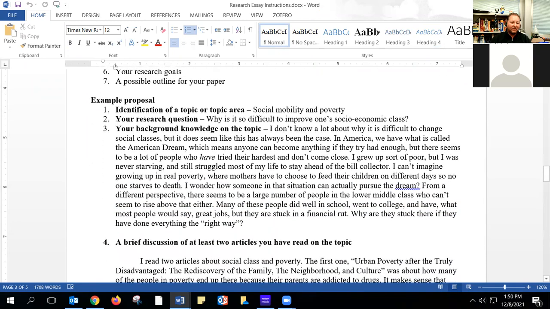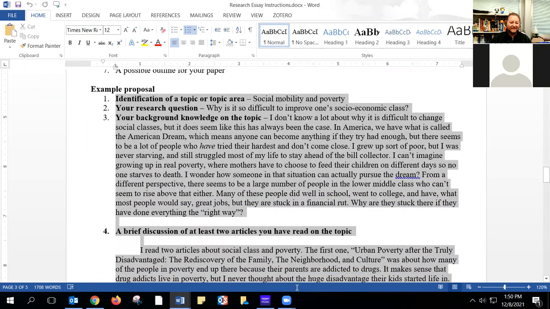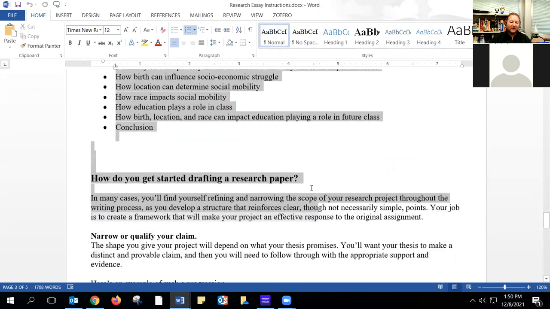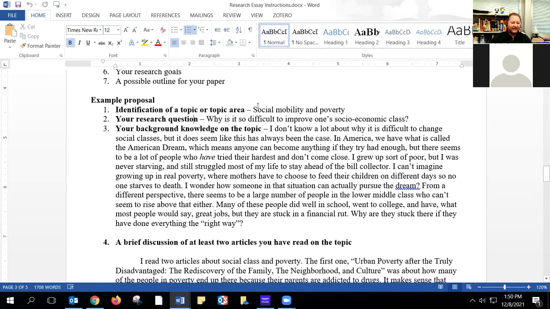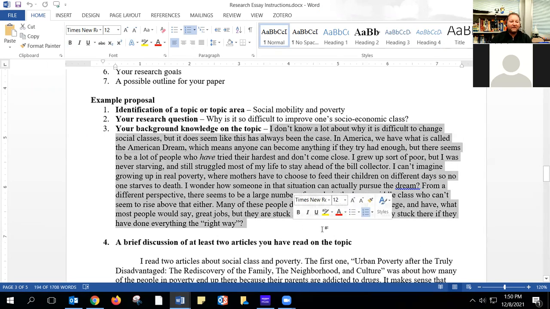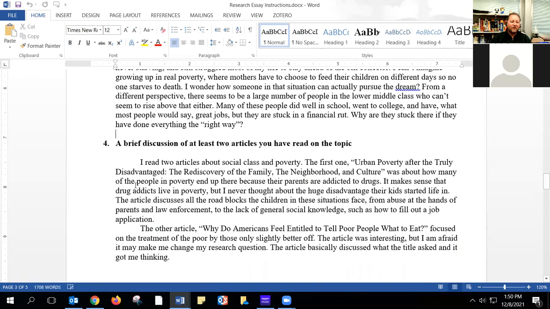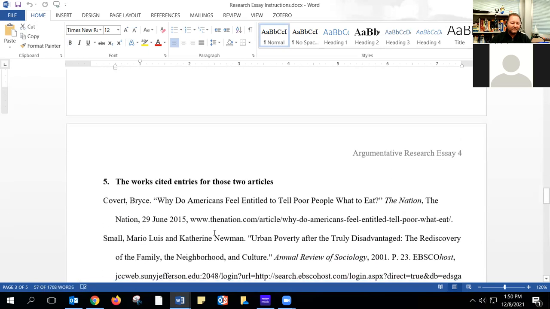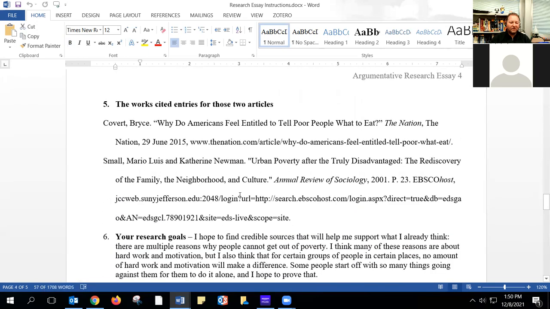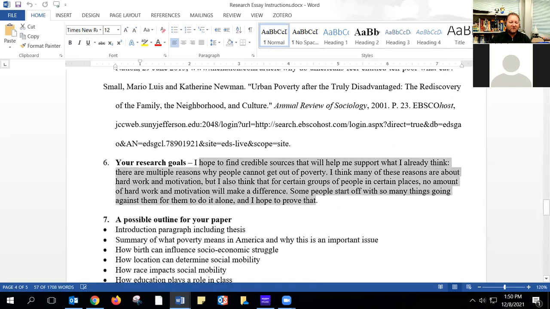And again, like I said last time, your proposal will look just like this, right? It doesn't have to be super long. It can look just like this, right? So my topic area, social mobility and poverty. My research question, why is it so difficult to improve one's socioeconomic class, right? And then a brief kind of free writing about my background knowledge on the topic. Then I read a couple of articles and I briefly discussed the first one, briefly discussed the second one. Then I included the works cited entries for those 2 articles. Then I talked about my goals, what I hope to find, what I hope to be able to prove in my argument.